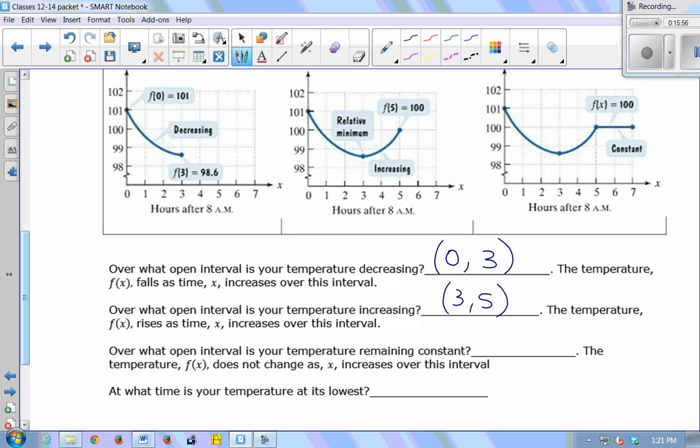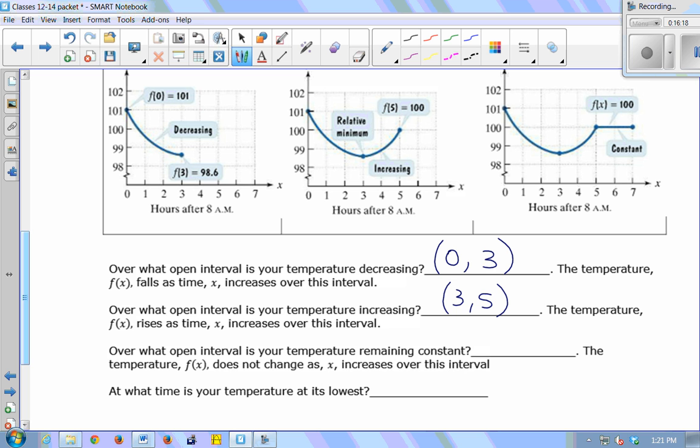So notice I'm only describing the increasing and decreasing intervals by giving times, right? I don't care what the actual temperature was. You know, it decreased from 101 to 98.6, don't care. They only asked me when, right? On what interval of time was my temperature decreasing or increasing? So that's all I answer. It's just an interval with the input value or the independent variable.